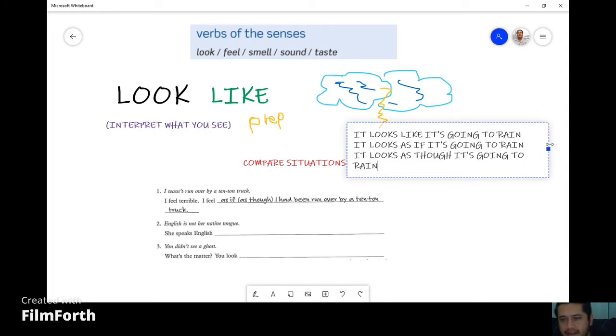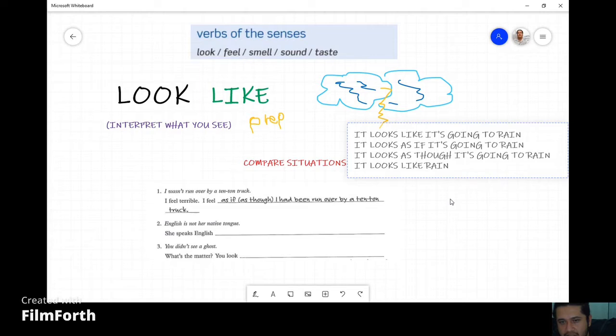Well, you can simplify it with another one that is only rain. You can say it looks like rain. Only like that. So you have different alternatives, different options, so you can compare what you see.